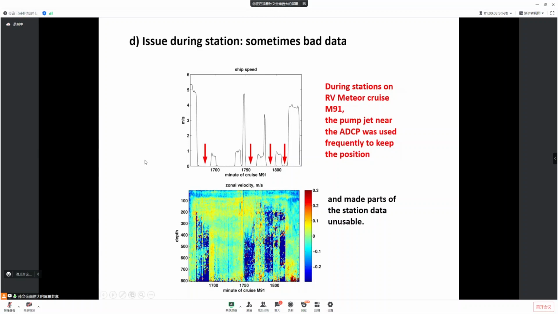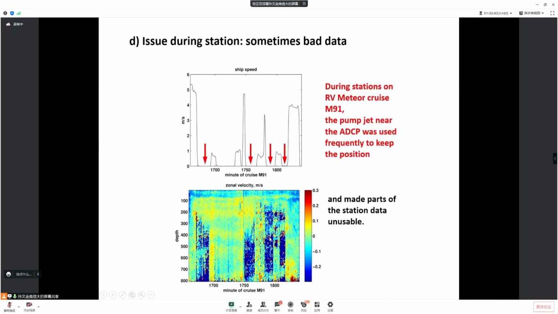And it would be nice if we could just use the station data as they are, but in practice, and depending on the ship, we have problems on stations as well. So in this case, on this particular ship, we had a pump jet near the ADCP position in the hull. And when we were on station, it was used heavily to keep the ship in place. So this was during those times here, and we see the effect.